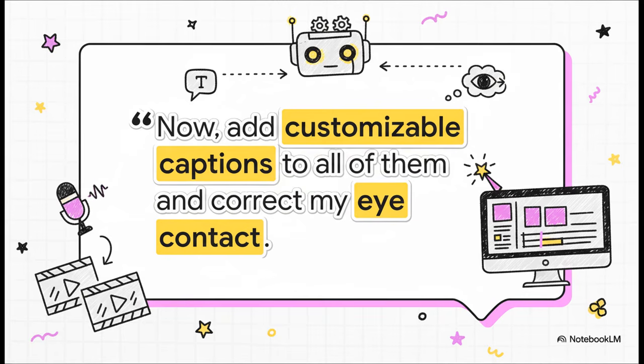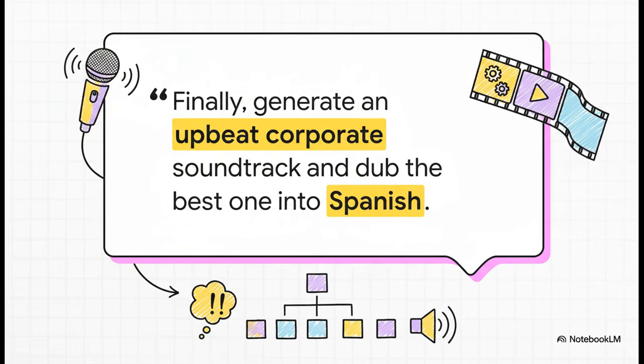You can just build on that last command, right in the same conversation. Okay, that's great. Now add animated captions to all of them and correct my eye contact. And you can just keep going, chaining these powerful AI tiles together. Perfect. Okay, finally, generate an upbeat corporate soundtrack and dub the best one into Spanish. And just like that, in 3 simple sentences, you've done a series of super complex tasks that would have taken hours, maybe even days, to do the old way.